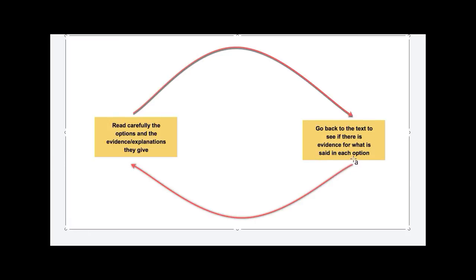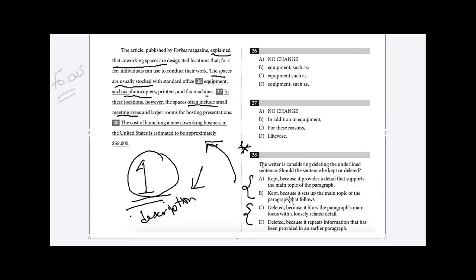In other words, when I read this passage, does this sentence actually provide a detail that supports the main topic of the paragraph? Well, we just said the main topic of the paragraph is describing what a co-working space is. All I have to do is ask myself, does this help with a detail that describes what a co-working space is? No, it doesn't describe a co-working space. So this is out.